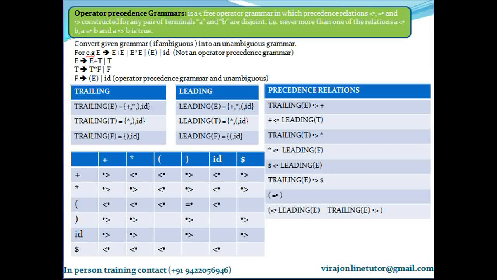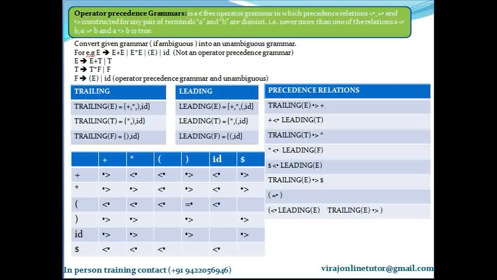Now let's compute trailing. Just to brief, what were the rules to compute leading? First, we have to match a production whose right hand side is of the form gamma A delta, where gamma is epsilon or a single non-terminal. Then small a goes into leading of the left hand side. The second rule said check for the productions whose right hand side was starting with a non-terminal. Then whatever is in the leading of that starting non-terminal goes into leading of the left hand side.